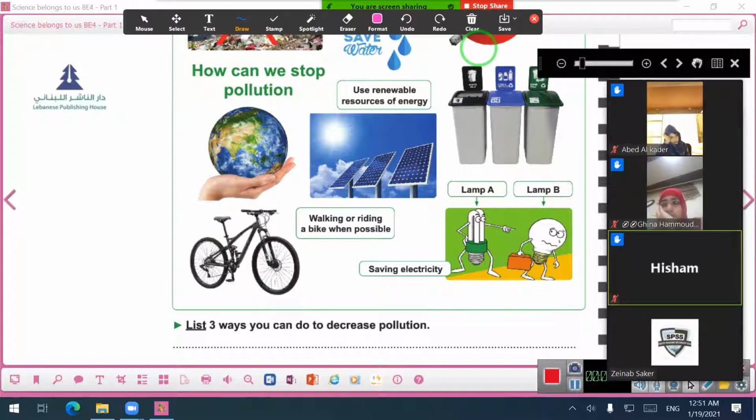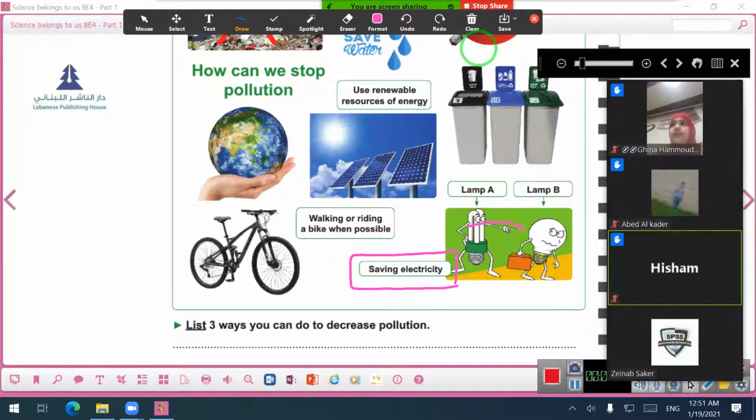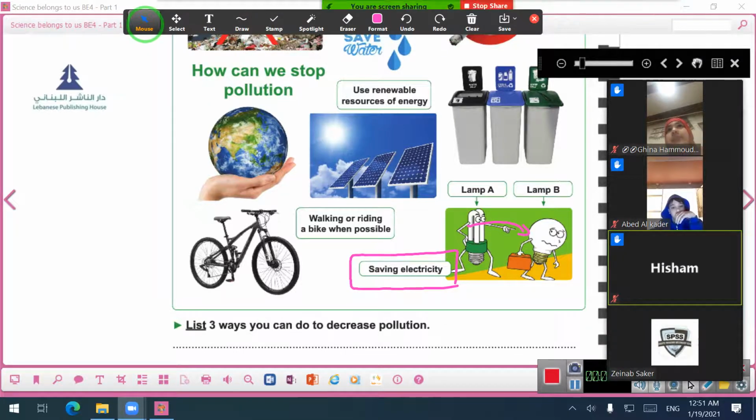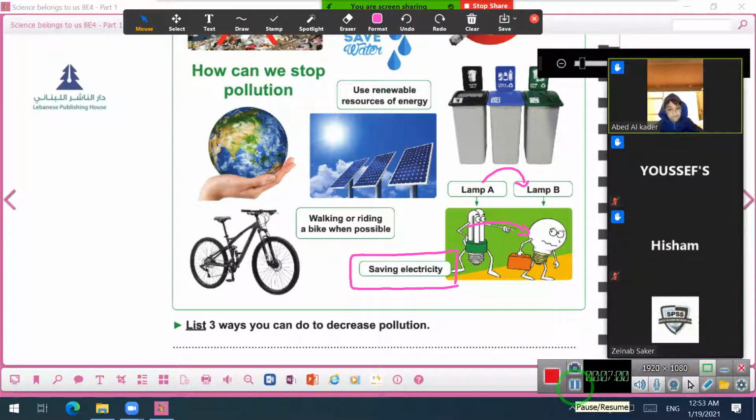The next or the last one is about saving electricity. How can I save electricity? Lamp 1 is speaking to lamp 2. How can we save electricity? So Abdul Qadir, what should you do? When we want to go out from the room, we turn off the lamp. Excellent, Abdul Qadir. So saving electricity means when I leave the room and there is nobody in the room, I can turn off the light or the AC or the fan. So don't waste electricity. In this way we are saving electricity and electric energy. Thank you, teacher.